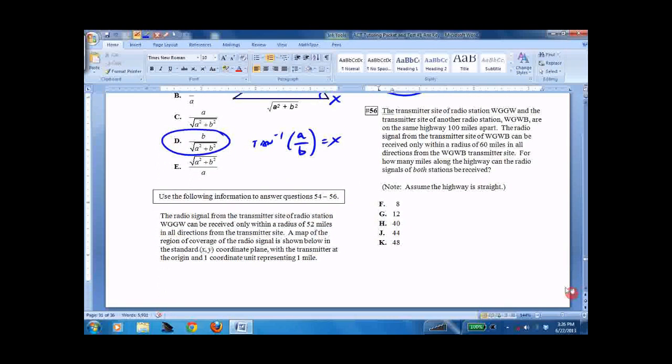The transmitter site of a radio station and another one are 100 miles apart. So here's the one we just had up above. It makes a circle out here at 52. And then there's another one, and they're 100 miles apart. It has a range of 60. So how many miles along the highway can we hear both? Well, 100's the total, 60 and 52 add up to 112. Subtract and we get 12 miles where we can hear them both.